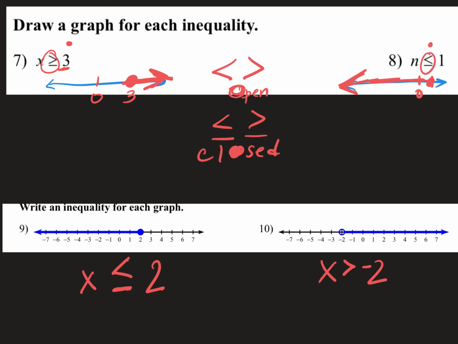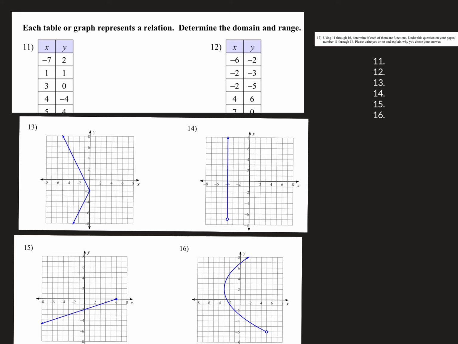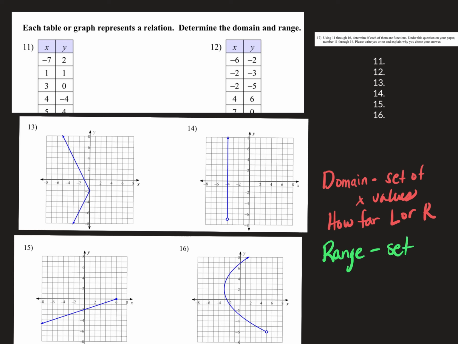Okay, so on to the next thing. Now we're going to use each table or graph and name the domain and the range. And I want to make a couple of notes first, and if you'll please make sure to write these down. The domain is the set of x values. And it's how far left or right a graph goes. And I'll do that in red. I'm going to switch colors, and I'll do green. The range is the set of y values.